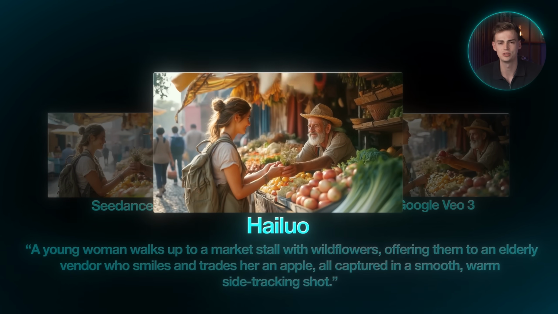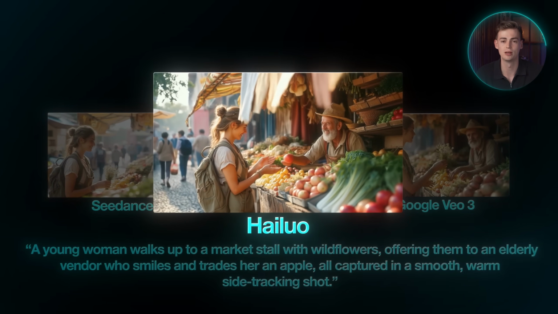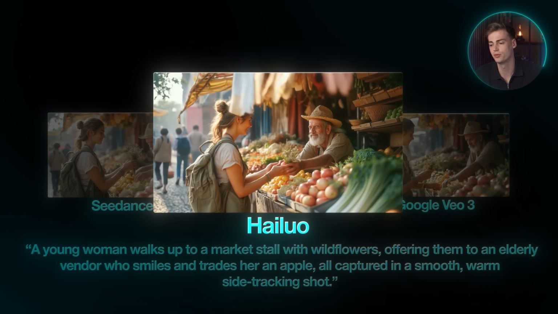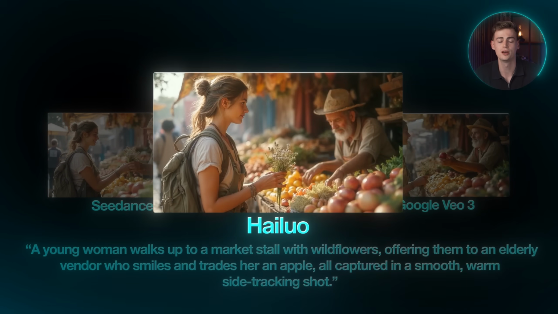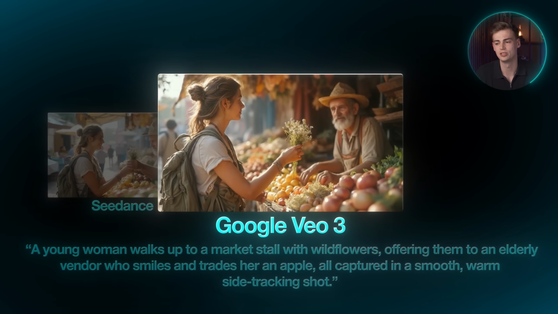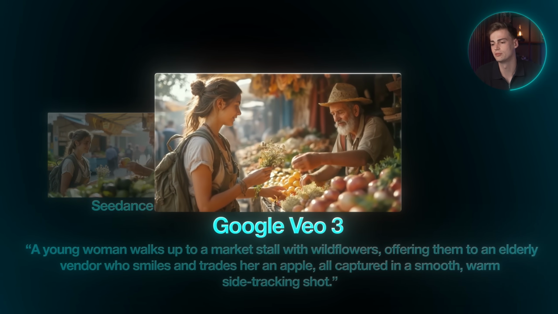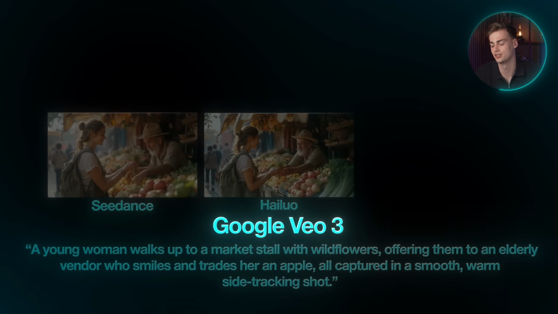The woman managed to pass the wildflowers to the vendor, but at the same time, it glitched and looked like she also passed an apple. This time Hailuo followed the prompt a bit better, but with problems as well. Let's move on to Google Veo 3 results. The woman did not pass over the wildflowers as well, and also bugged where she picked up an apple herself before the vendor gave the apple to her.